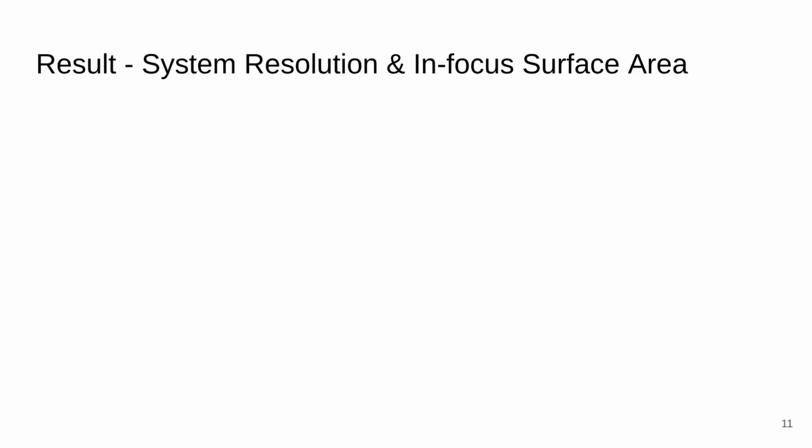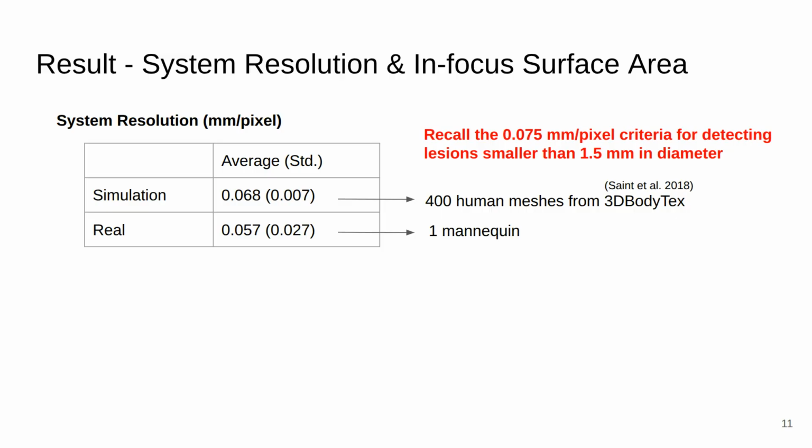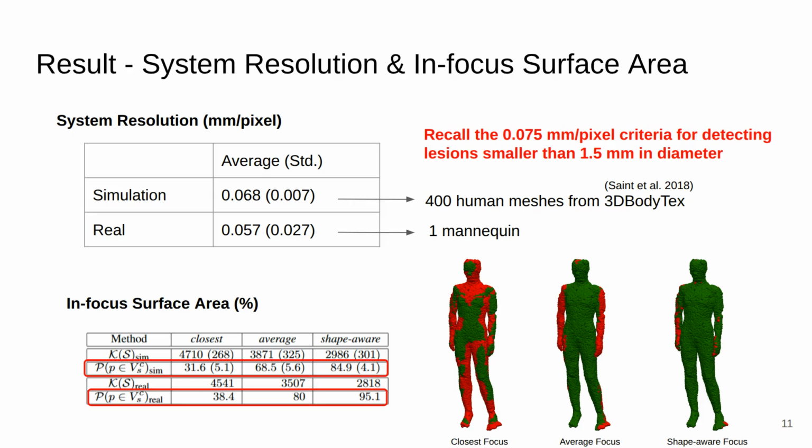Here's the quantitative result of the system in terms of the system resolution and in-focus surface area. We evaluated the system in 2 ways. First, we evaluated the system in simulation using the 400 human meshes from the 3D body text dataset. We also evaluate the system in a real scan using a mannequin. Recall that for the system resolution, we would like to achieve the 0.075 mm per pixel criteria for detecting small lesions. As for the in-focus surface area, we compared the proposed shape-aware focus with 2 baseline methods.